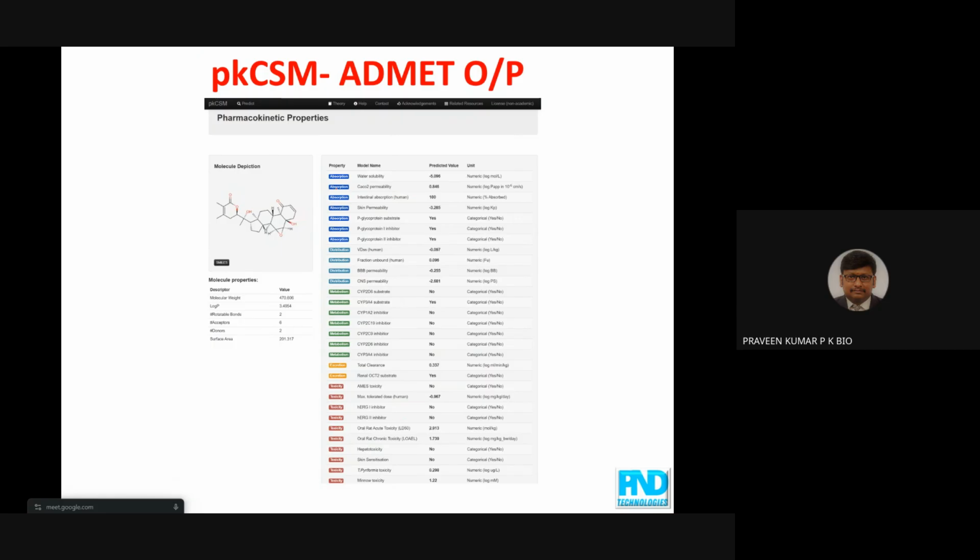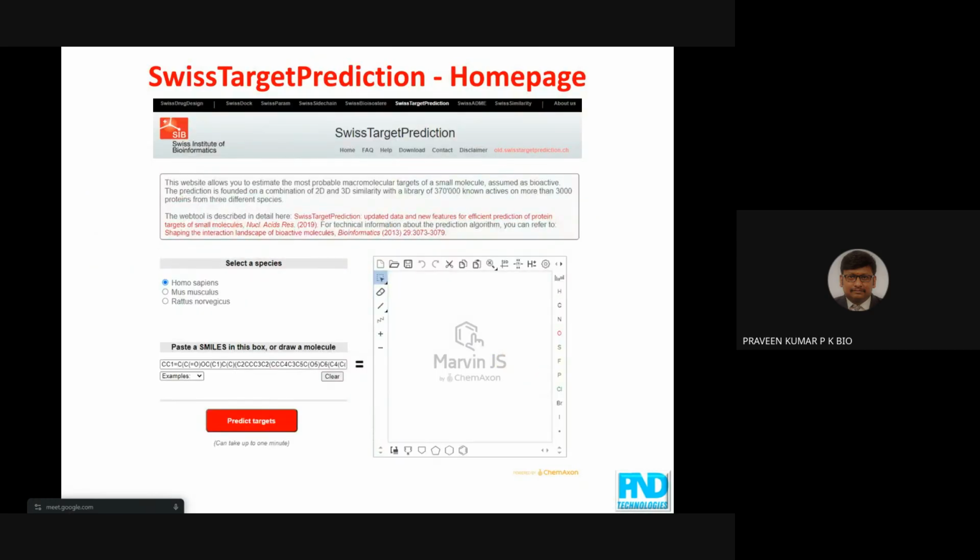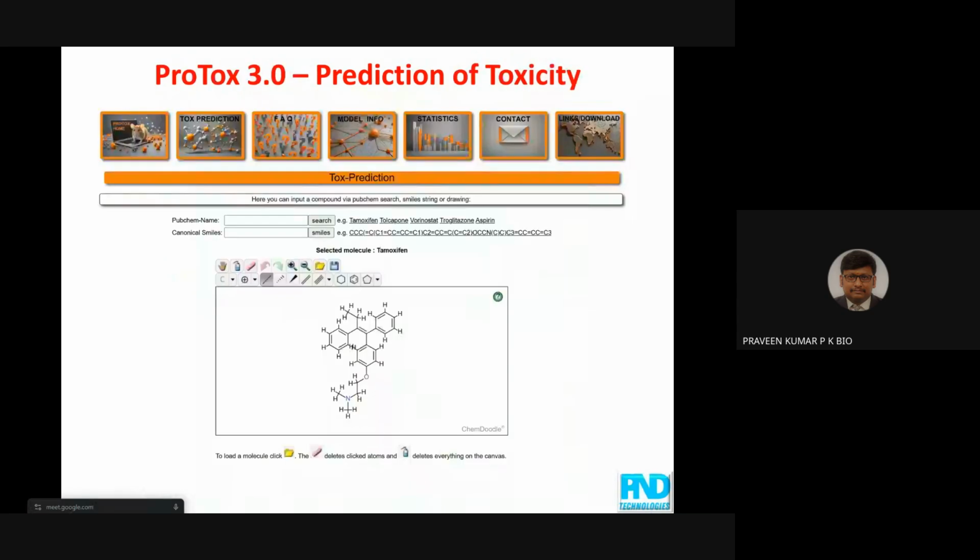Okay, so whatever result we got, how about the absorption, how about the distribution, this is something about metabolism, this is something about clearance, that is excretion, total clearance, renal clearance. So these values are mentioned. Different types of toxicity: AMES toxicity, hERG toxicity, oral rat toxicity, hepatotoxicity. So ADMET properties can also be predicted from PKCSM, a single tool. This is the website URL to work with it. Swiss Target Prediction, I think I already explained to you.